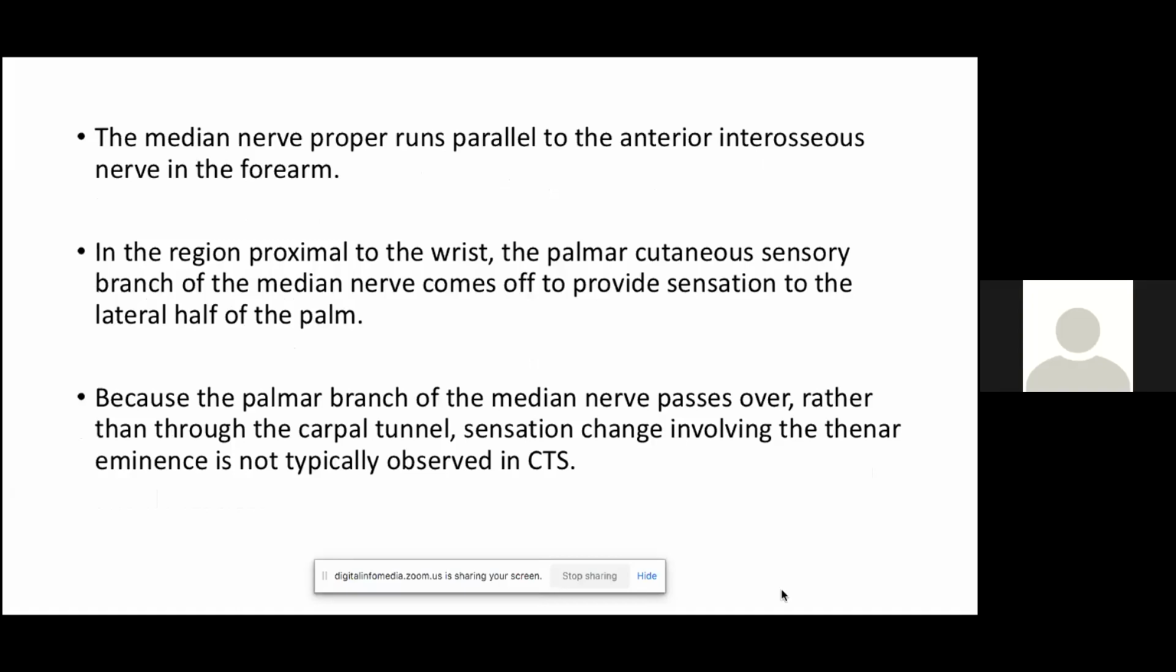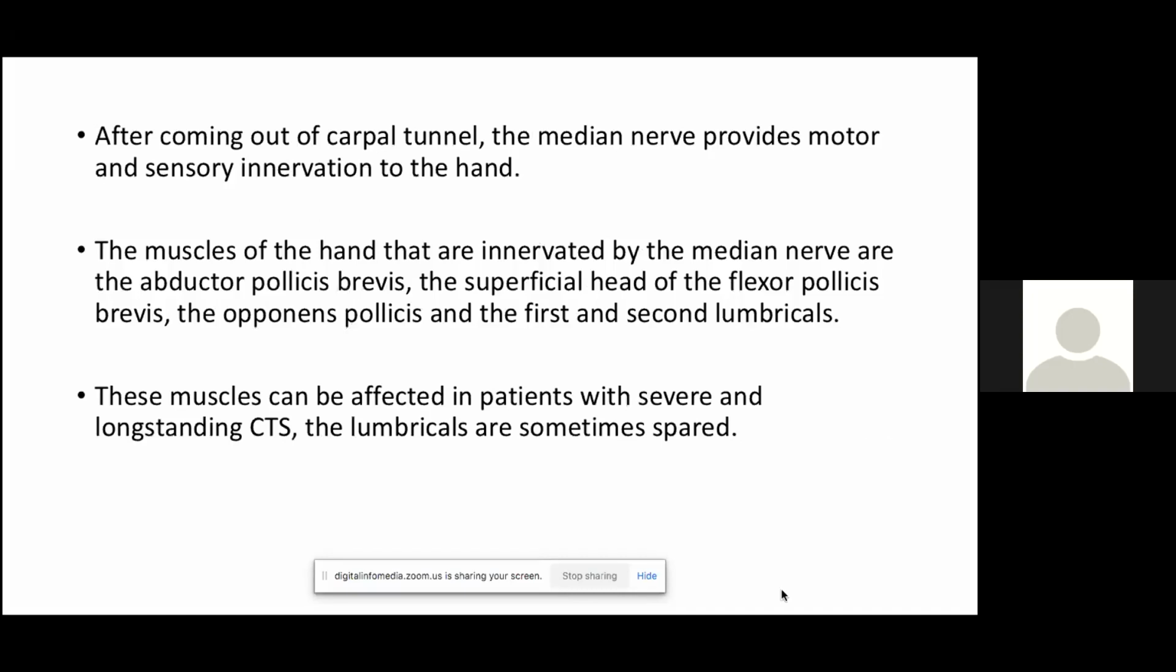Because of that, involvement of the branch of the median nerve supplying the thenar eminence is not typically observed in carpal tunnel syndrome. After coming to the carpal tunnel, the median nerve provides motor and sensory innervation to the hand. The muscles of the hand that are innervated by the median nerve are abductor pollicis brevis, the superficial head of the flexor pollicis brevis, the opponens pollicis, and the first and second lumbricals.